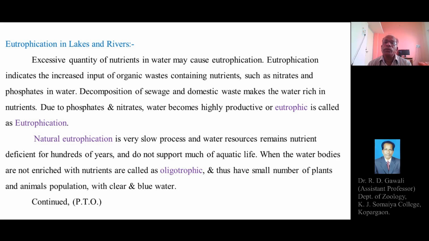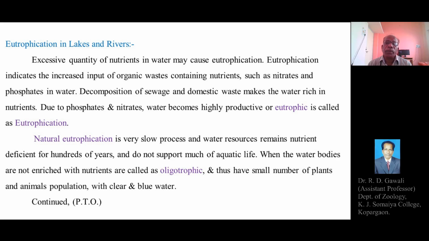Ultimately, due to the lack of a large quantity of nutrients in the water, there is no growth of aquatic flora and fauna in natural conditions. When water bodies are not enriched with nutrients, they are called oligotrophic. Oligotrophic ponds or freshwater resources show limited flora and fauna, and thus have small plant and animal populations.